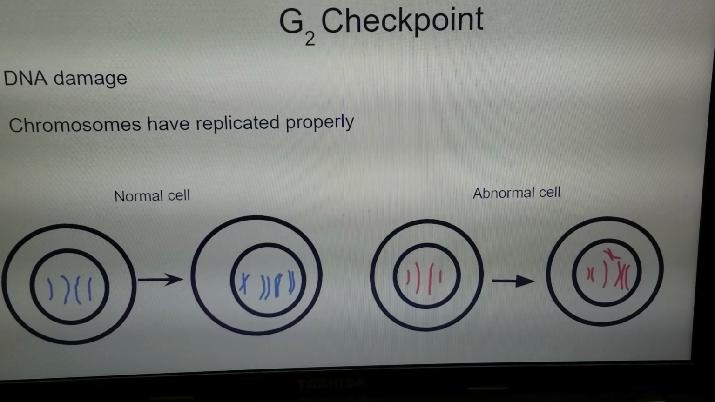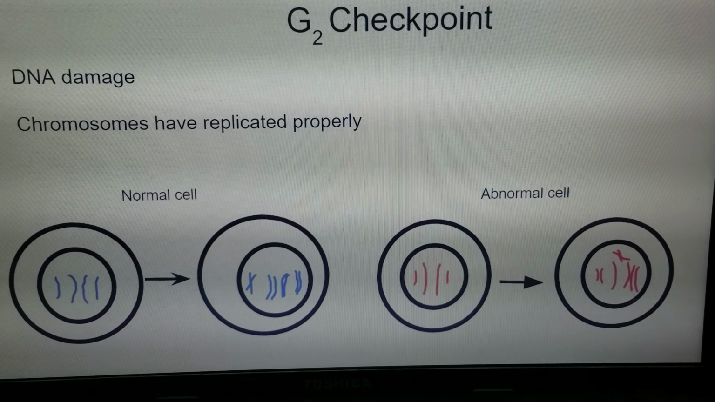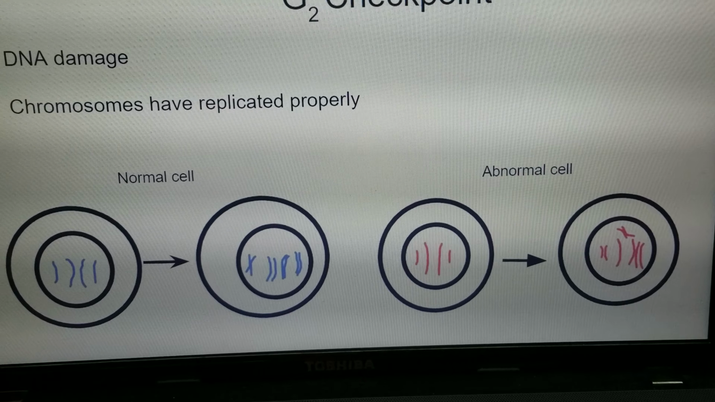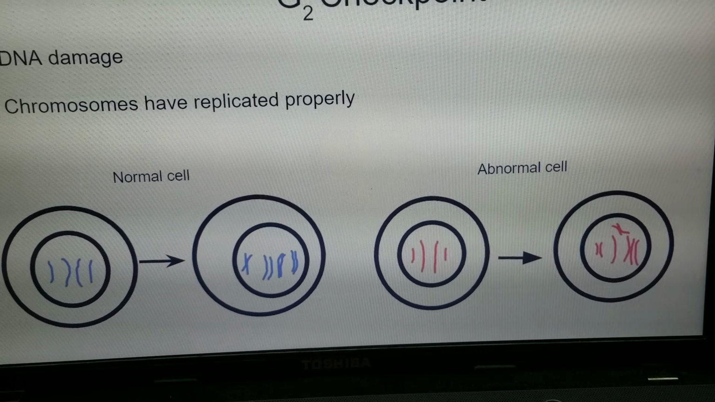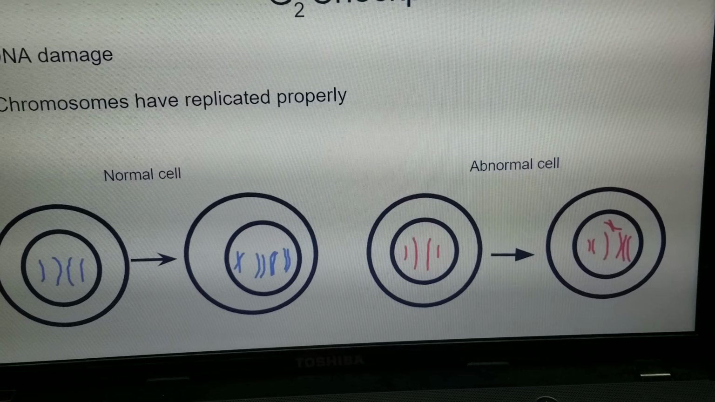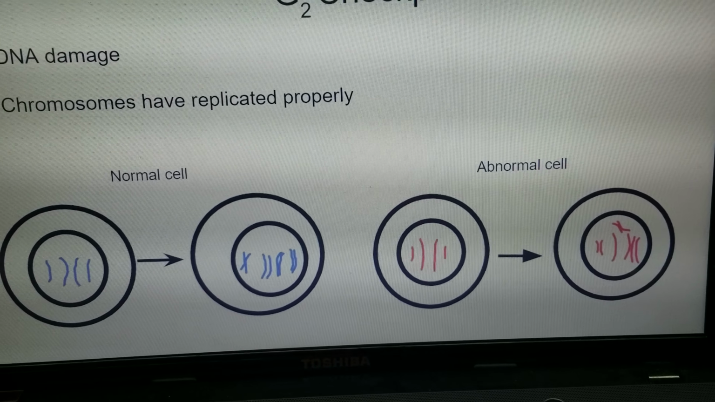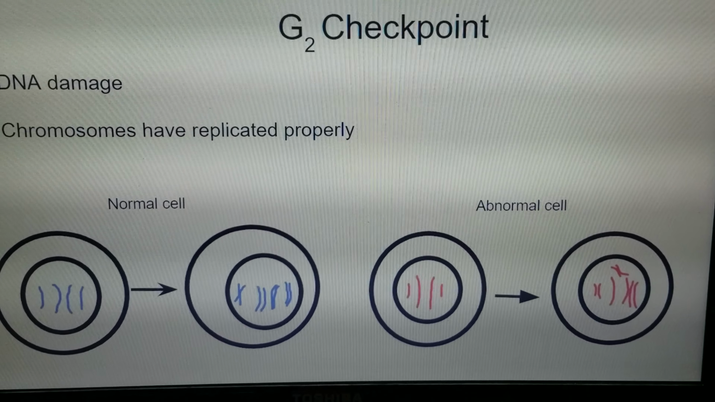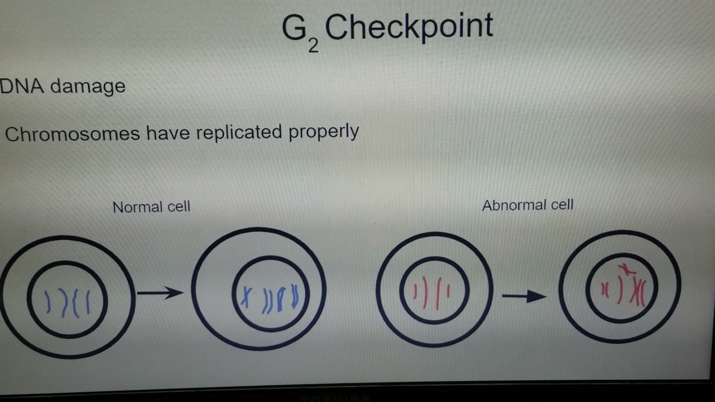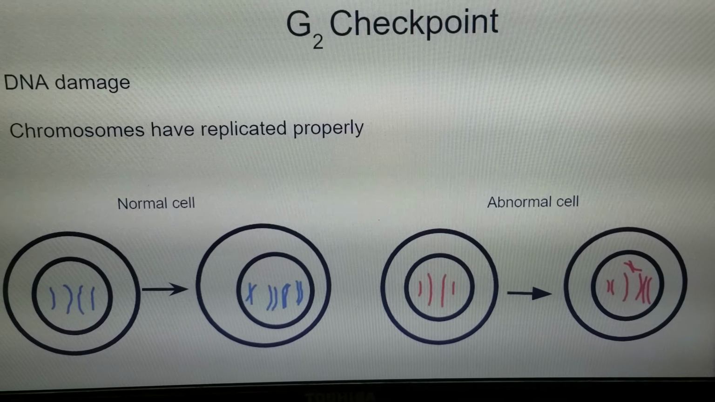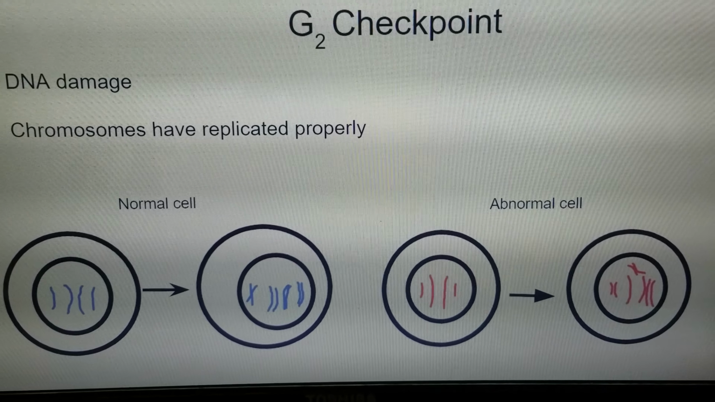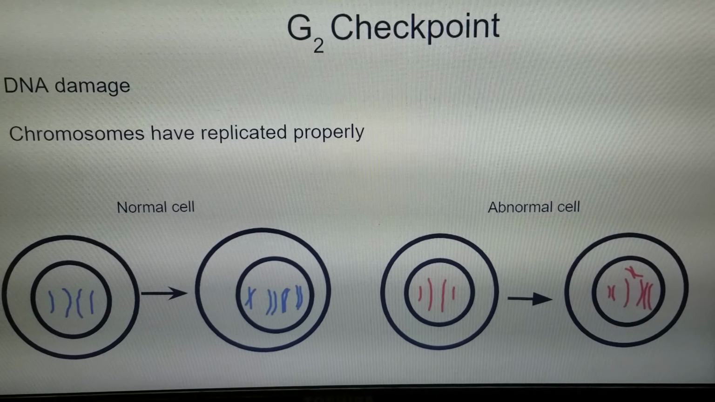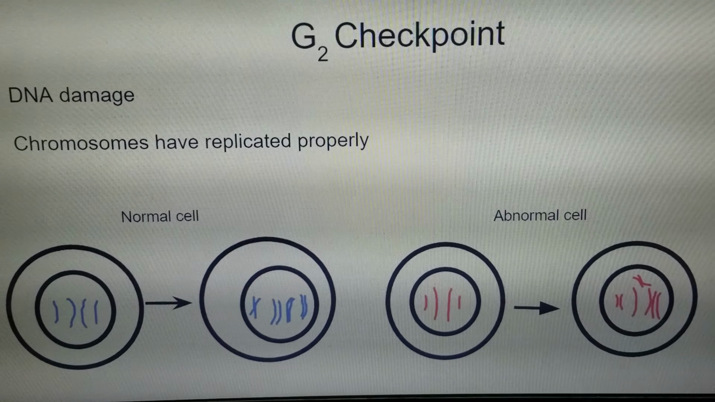phase. If you look at the bottom left, the normal cell has correctly duplicated its chromosomes. If you look at the bottom right, the cell that has red chromosomes has incorrectly duplicated its chromosomes. As a result, the G2 checkpoint would be activated, and then the abnormal cell would remain in the G2 phase instead of continuing on.